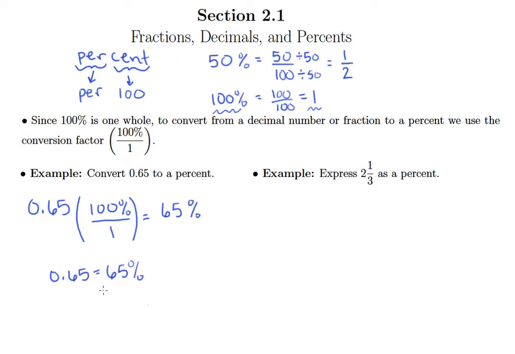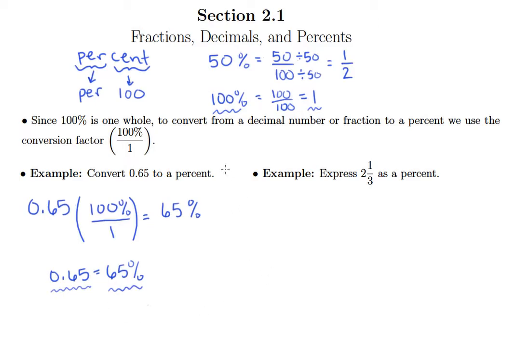65%. Now, to get an idea of why we would need to do this particular process, later on we're going to do lots of story problems that involve percents. And for the most part, when we're working with percents within a story problem, we're going to have them in their decimal or fraction form. But of course, when we give answers in percents, we want to give it in percent form. So it's going to be important to go back and forth between these two forms right here.